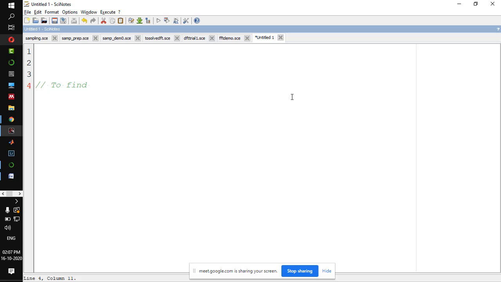To find N-point DFT using the equation and verify it using the built-in command in Scilab. So this is the comment I have written there.